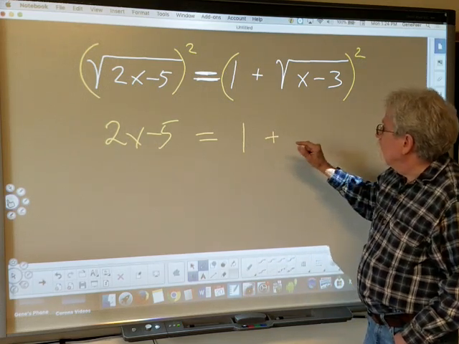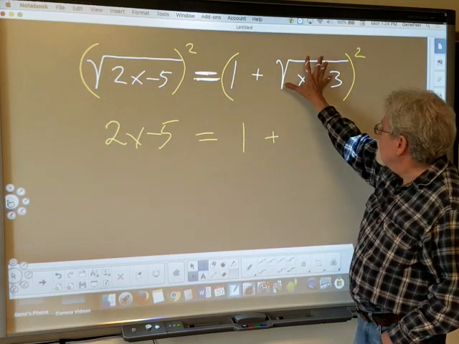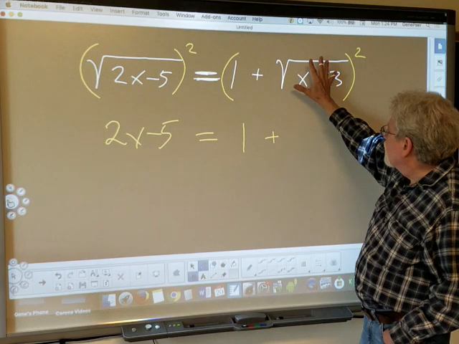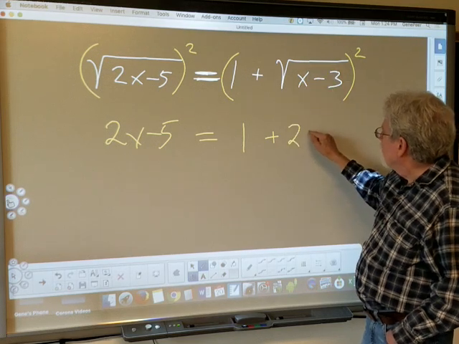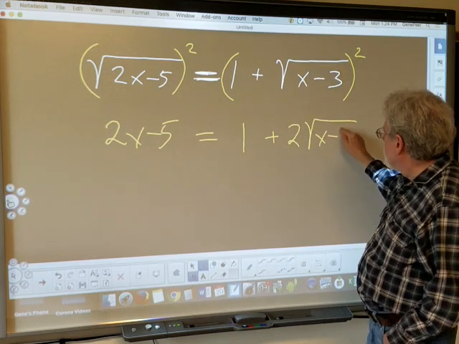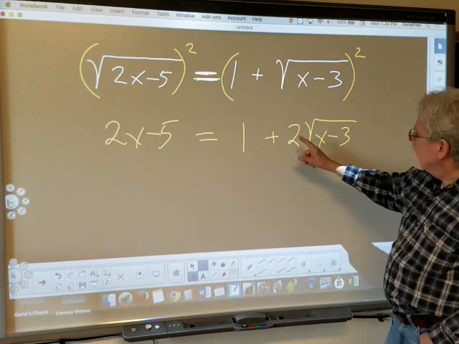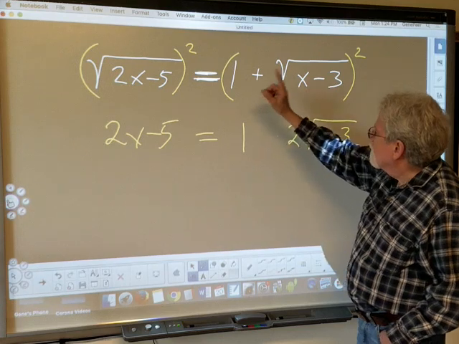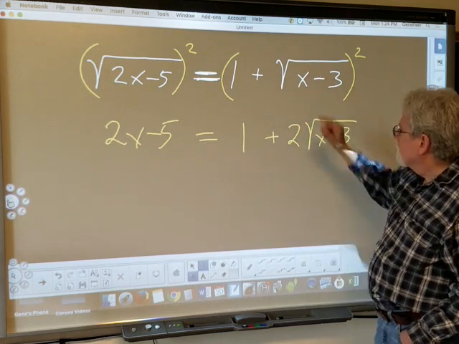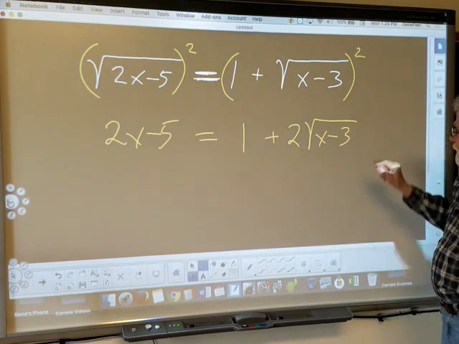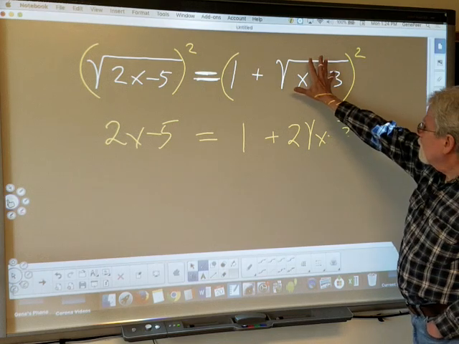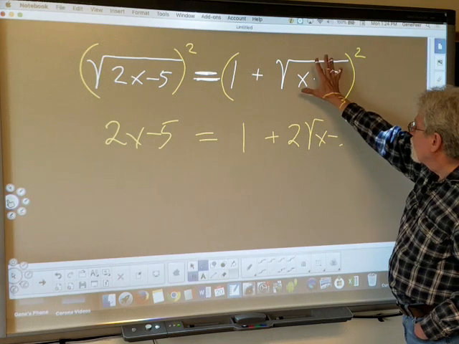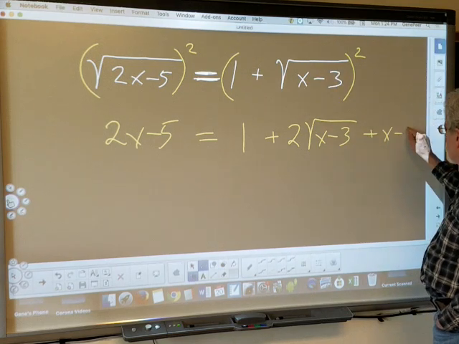Plus 2 times a times b. 2 times 1 times the square root of x minus 3. That would be 2 times the square root of x minus 3. Then we add what? This guy squared, just like always. What's the square root of x minus 3, squared? It's x minus 3.